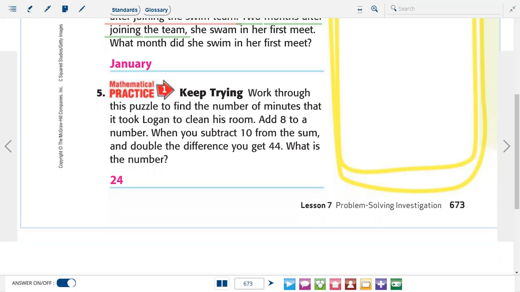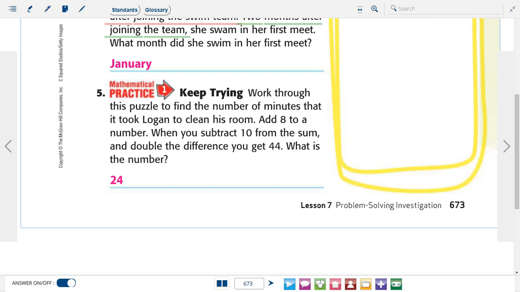Okay. Work through this puzzle to find the number of minutes that it took Logan to clean his room. So it is a puzzle. We need to think about it. Add 8 to a number. When you subtract 10 from the sum and double the difference, you get 44. What is the number? To do this, we will start from 44. When we double the last number in the puzzle, we will get 44. So which number when we double, we will get 44? 22.